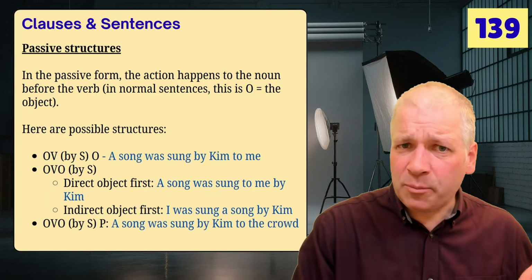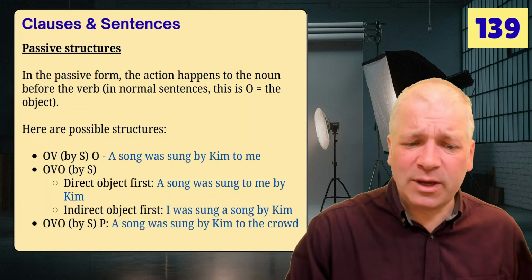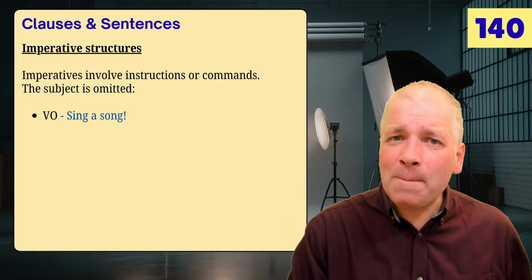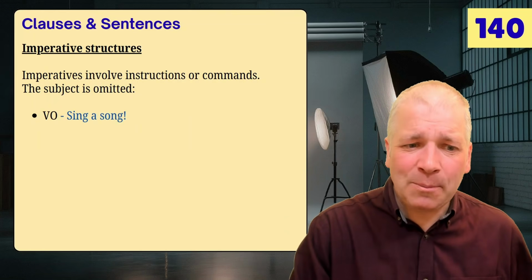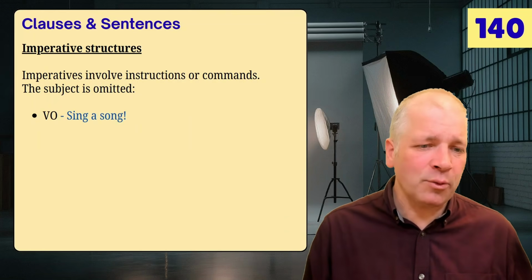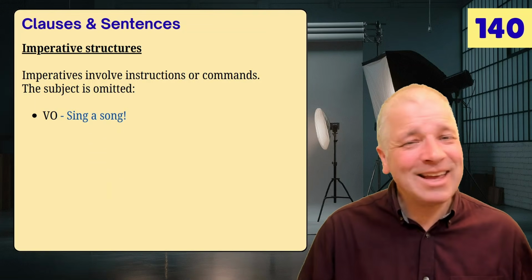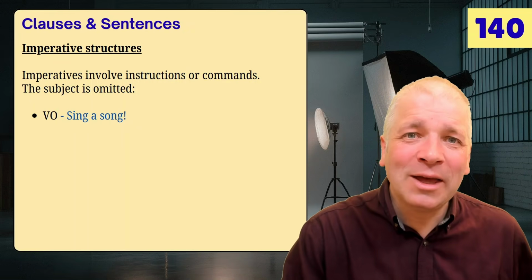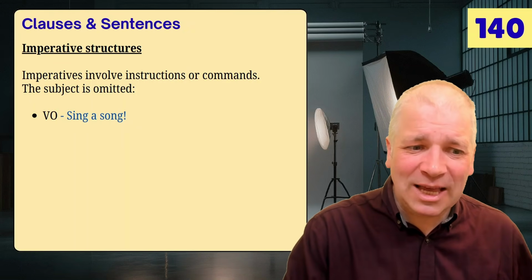And we can also finish with a prepositional phrase describing everything. A song was sung by Kim to the crowd. Now for imperative structures. An imperative involves instructions or commands, and we omit the subject. It sounds simple, but there are lots of different rules to be aware of, in terms of both written and spoken English.